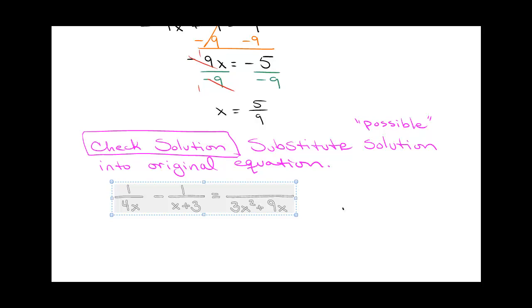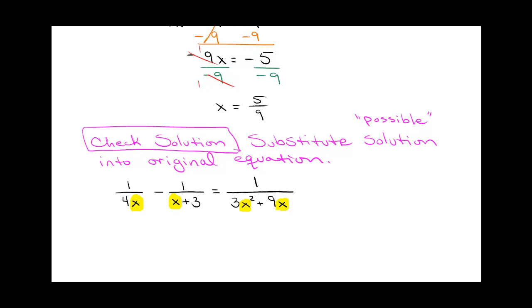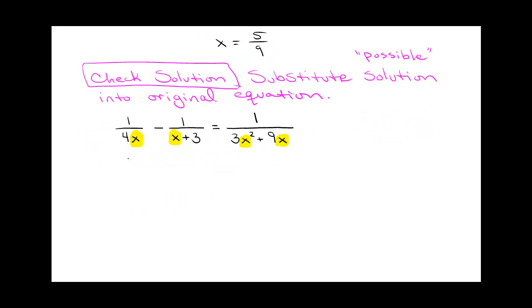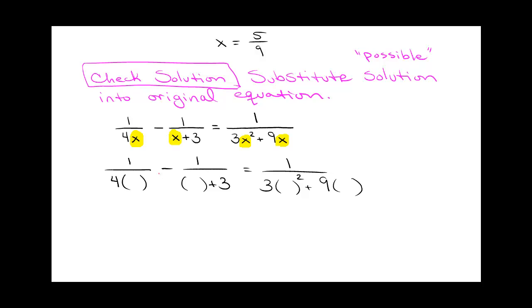Alright, every time I see an x, I'm going to substitute 5/9. So I can see I have an x here, an x here, an x here, and an x here. So let's go through and do that substitution now. 1 over 4 times, and I'm going to leave it empty for now. I'm going to use my red ink there so it really stands out. You can really see where I'm doing that substitution. 5/9, 5/9, 5/9, 5/9.